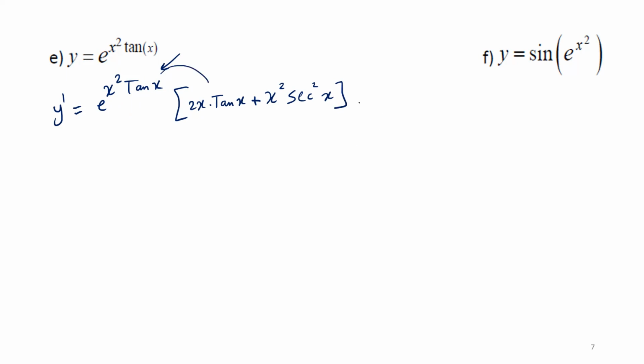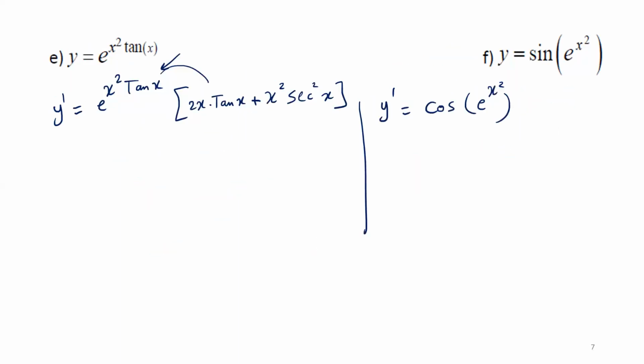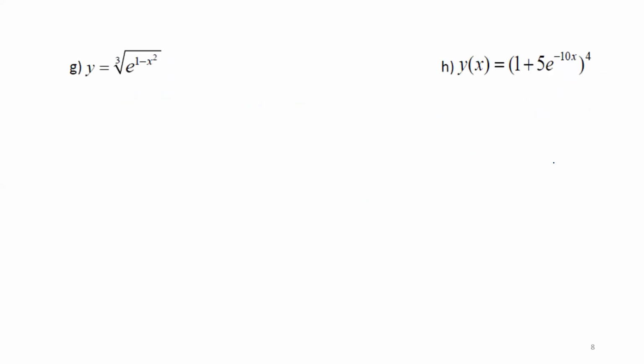And the next question: y prime equals the derivative of sine e power x squared. The derivative of sine is cosine e power x squared, times the derivative of e power x squared, which is the same function, times the derivative of x squared, which is 2x. So the final answer is 2x e power x squared cosine e power x squared. Yeah, this is the last one.